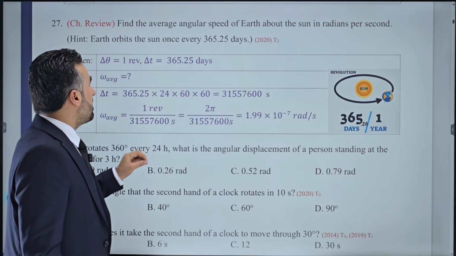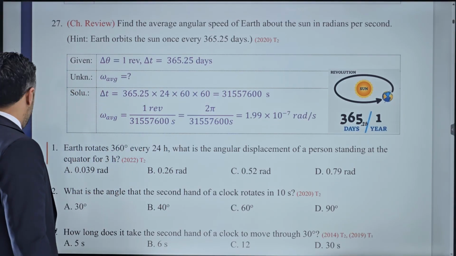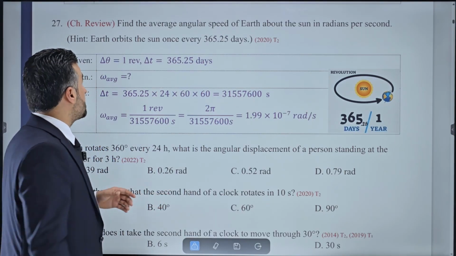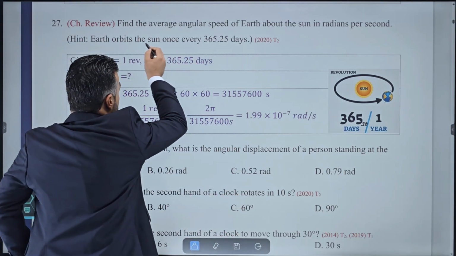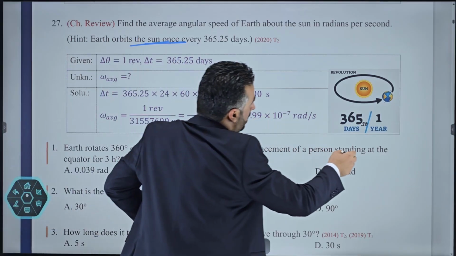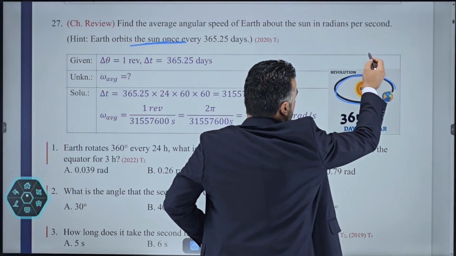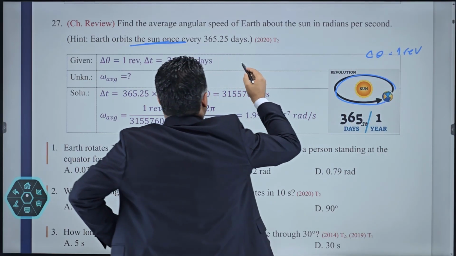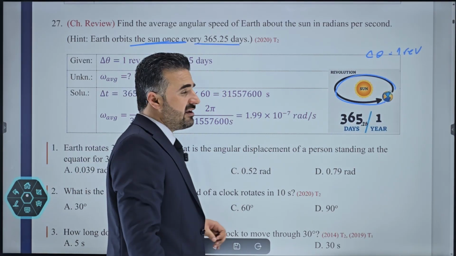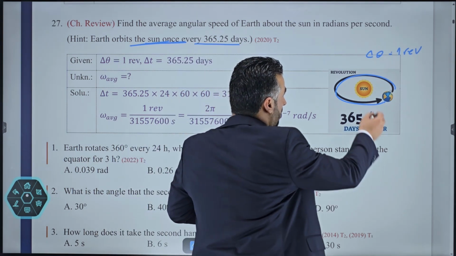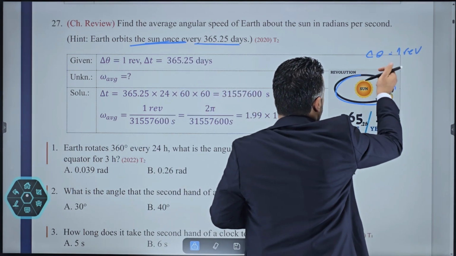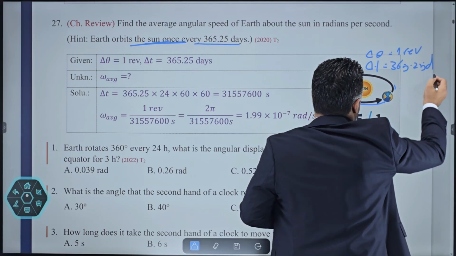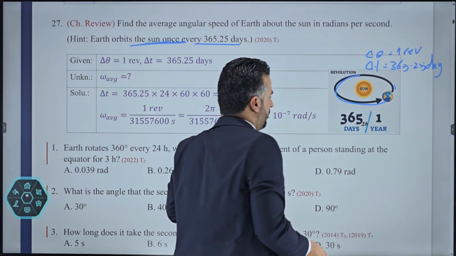It says find the average angular speed of the Earth about the Sun, in radian per second. It gives you a hint as well. It says Earth orbits the sun once. What does it mean, orbits the sun once? Does that mean 1 rev? Orbits the sun once, that is 1 rev. So we can say delta theta is equal to 1 rev. And then it says every 365.25 days. Is this the time for the revolution? Yeah, so we'll say delta t is 365.25 days.